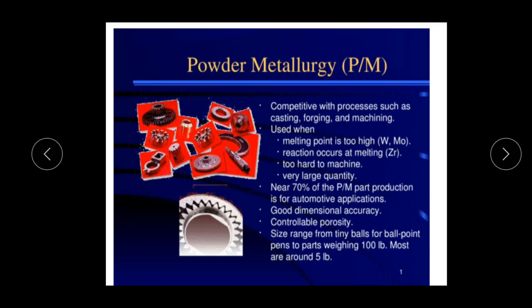This is the reason nearly 70% of PM parts production is for automotive applications, because of good dimensional accuracy and controllable porosity. Sizes range from tiny balls for ballpoint pens to parts weighing around 100 lb. Most are around 5 lb. This is the range within which PM parts can be produced.